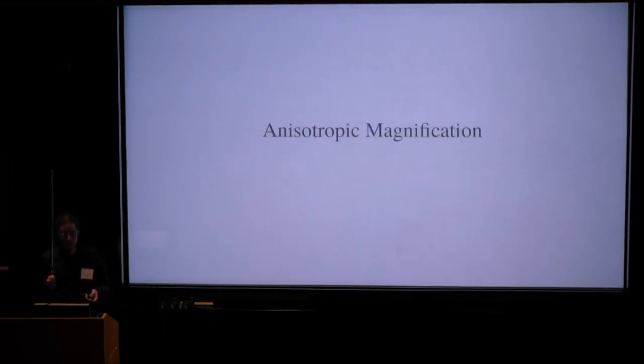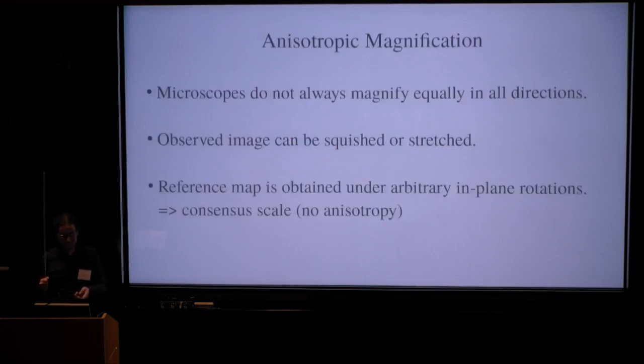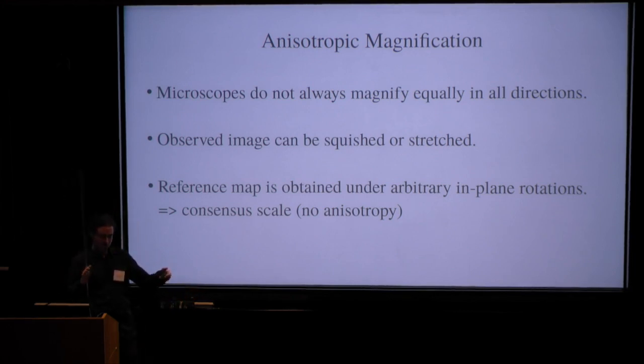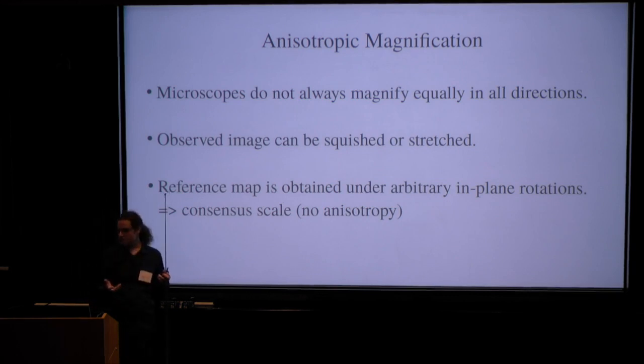Right. Okay, now the anisotropic magnification. This is related. Yeah, I assume you're familiar with it. Microscopes sometimes magnify to different degrees in different directions. So the image that we observe is contracted or dilated compared to the true one. However, for the reference map that you obtain from the particles of the sample, I think we can always assume that the in-plane rotation angle is completely arbitrary. So that the 3D projections of the 3D reference map will never show any anisotropic magnification, or no significant one.